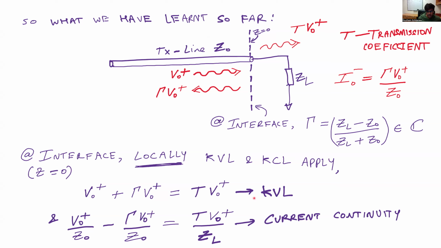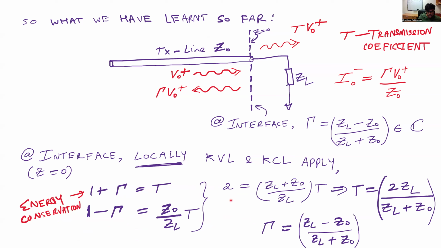If we apply KVL at z equals 0, the incident wave plus the reflected wave is going to be the transmitted wave. Similarly, you must also have continuity in current, which is KCL, which means that the incident current plus the reflected current must be equal to the transmitted current. So we use KVL and KCL.